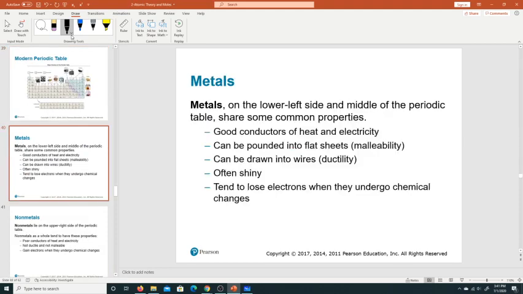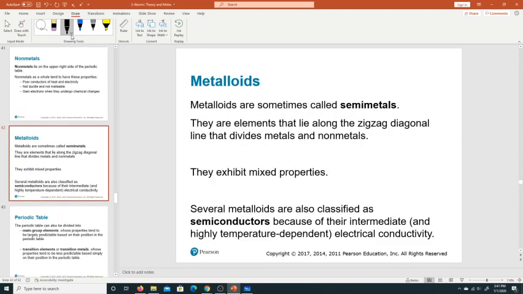Alright, so I'm going to skip through these slides here. You can read these on your own. Metals, nonmetals, metalloids, and so on.